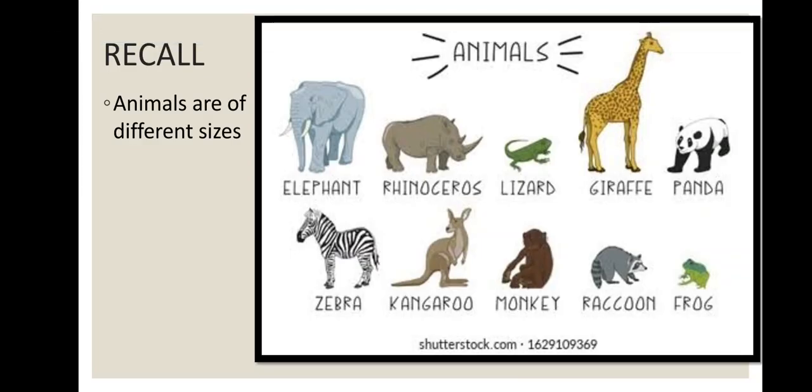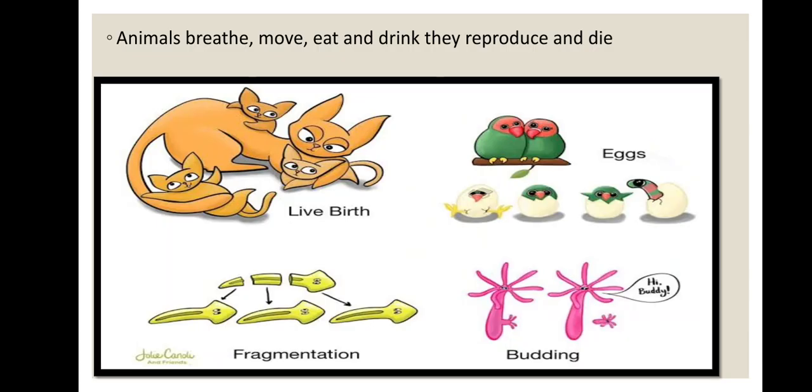As we know, animals are of different shapes and different sizes. They all have some special body parts which help them to live. All of the animals breathe, move, eat and drink, and they also reproduce and die. Animals are living things.